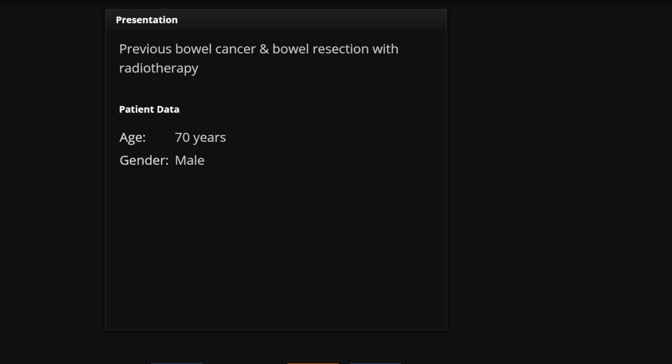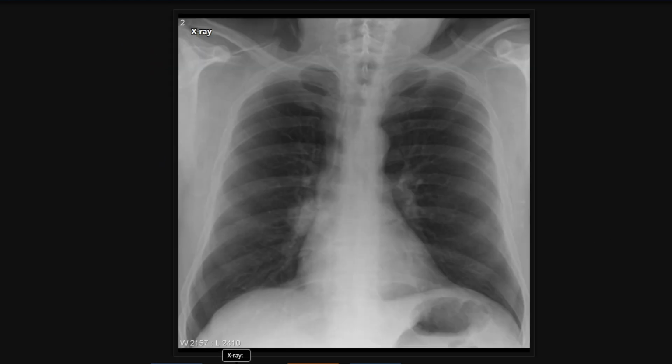Alright, so let's talk about this case from Radiopaedia.com. We have a 70-year-old male who has a previous bowel cancer, and he had a bowel resection with radiotherapy. He decided that this patient should have a PA chest X-ray. What is the abnormal finding that you can find in this imaging? You can pause the video and let me know what you think.